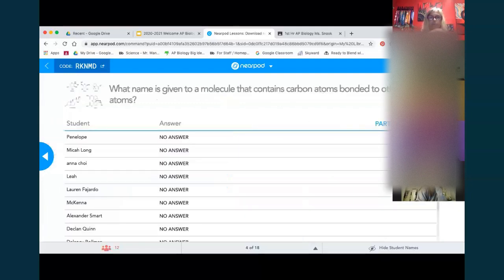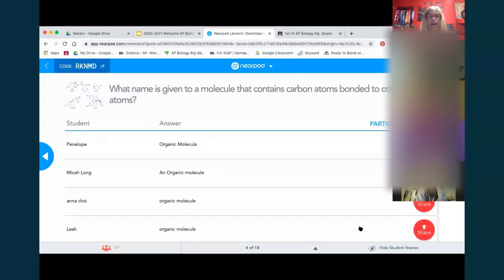So we're going to do some review and I'm going to do some questioning during this. This is just to see what you picked up from Monday. What name is given to a molecule that contains carbon atoms bonded to other atoms? Or other carbon atoms. So this one you'll write in the answer.